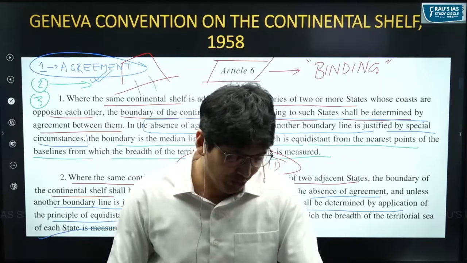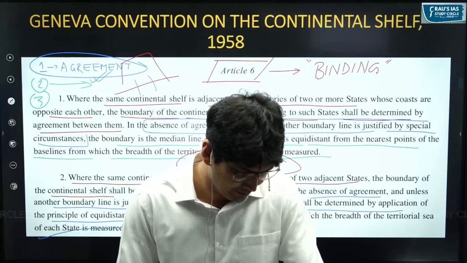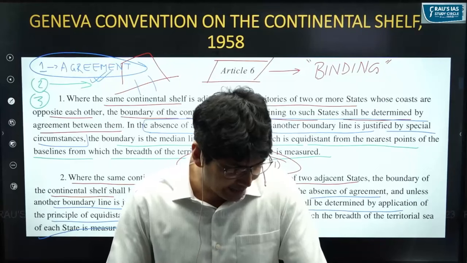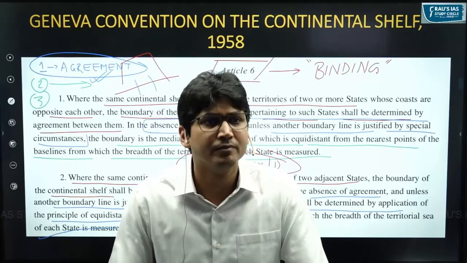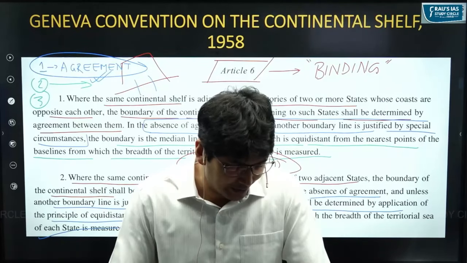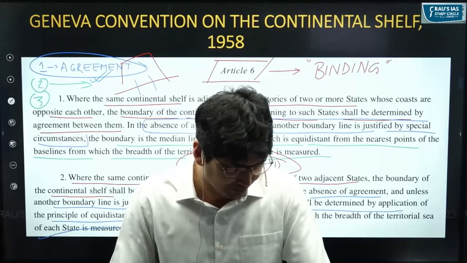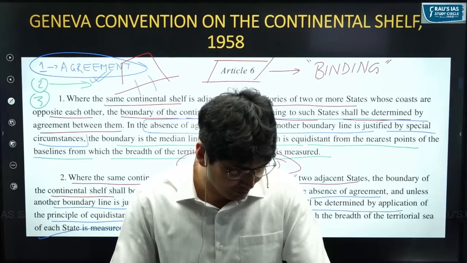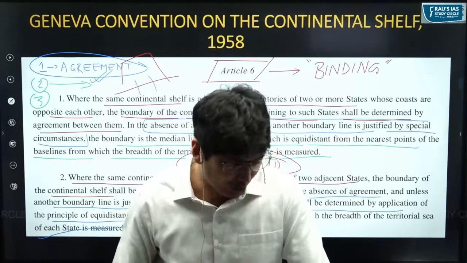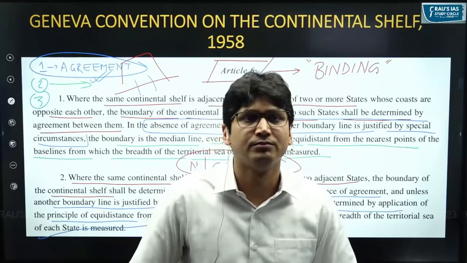So the ICJ concluded that the equidistant method was not binding on Germany, by way of treaty or customary international law.